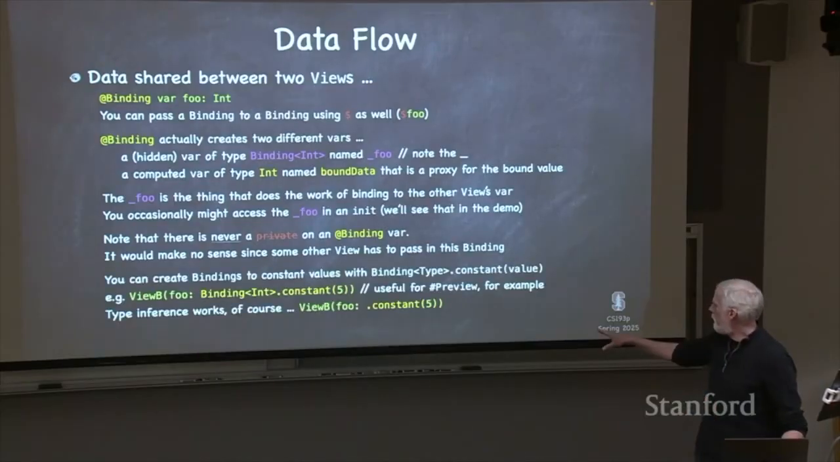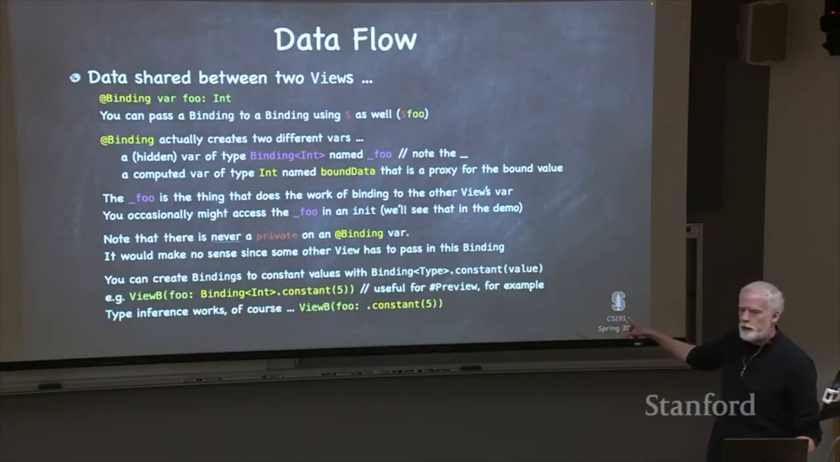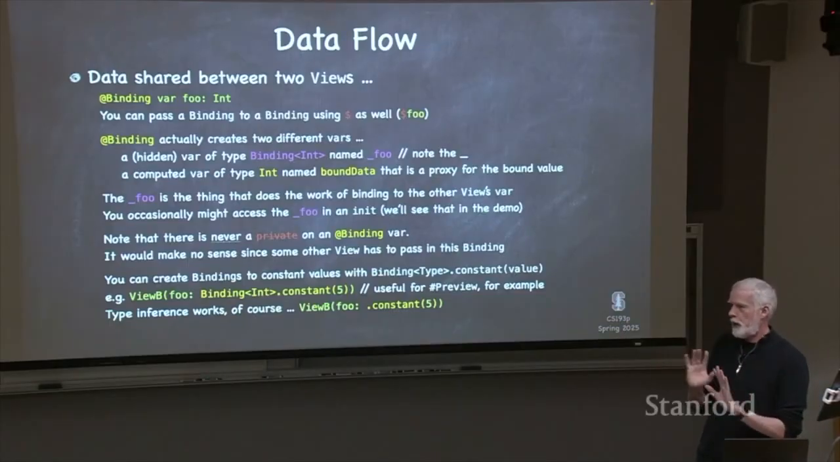You can create constant bindings with .constant, which is a static func on binding. So here I've created this Binding<Int>, angle brackets Int, because it's generic. .constant(5), that's a binding to the number 5. So even if someone tries to change the value of it, it will not change. It will always be 5. It's a constant binding to a constant.